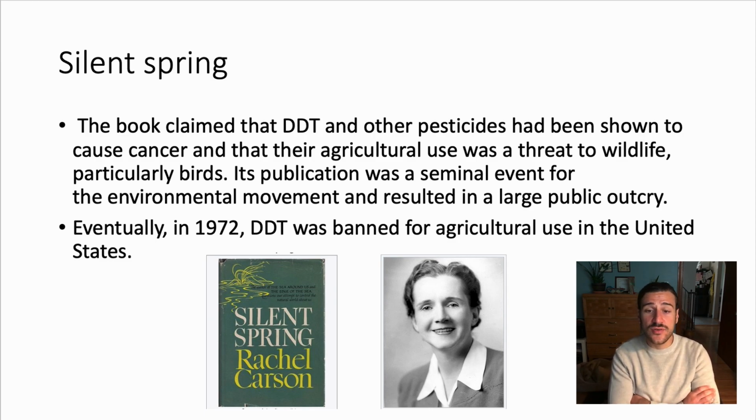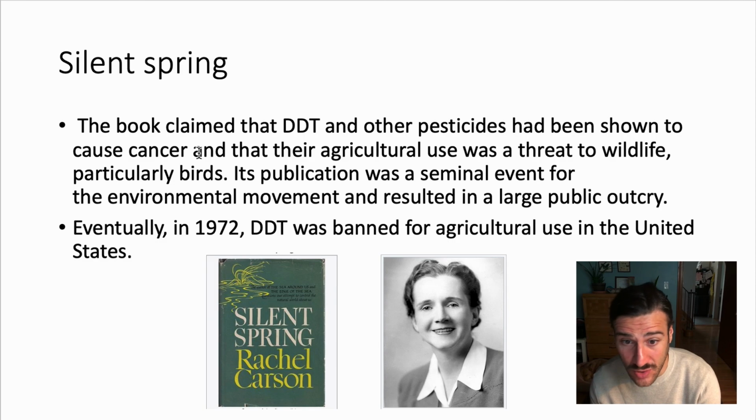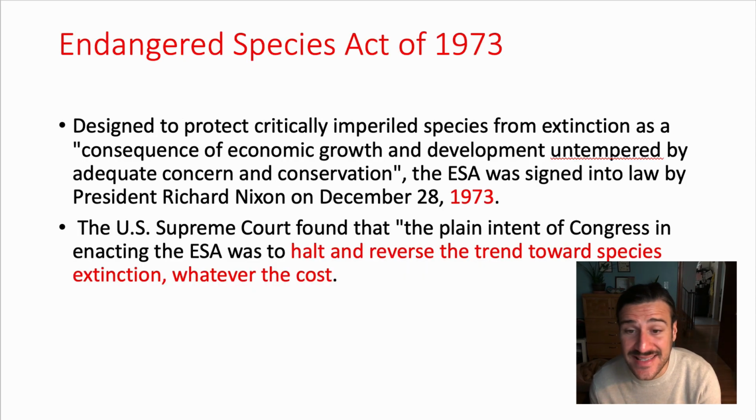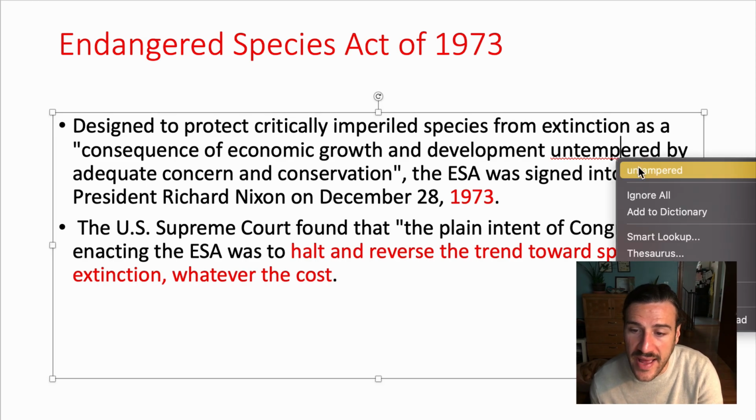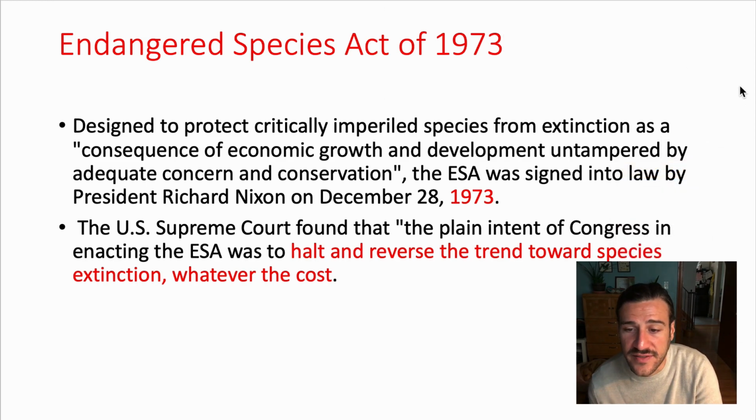Eventually, in 1972, DDT was banned for agricultural use in the United States. So in a relatively short period, right, you get the ban of DDT. And in 1973, there's not many acts I have you remember, but this is one of them, the Endangered Species Act of 1973. Now, this act was designed to protect critically imperiled species from extinction as a consequence of economic growth and development, untampered by adequate concern and conservation, right?